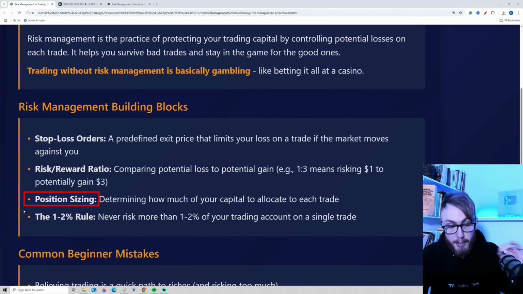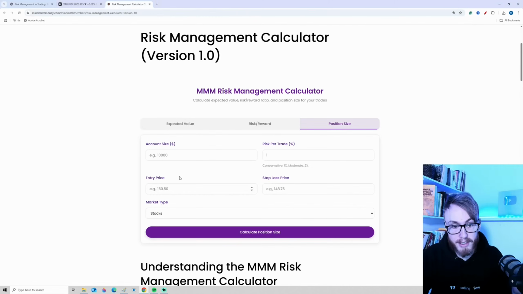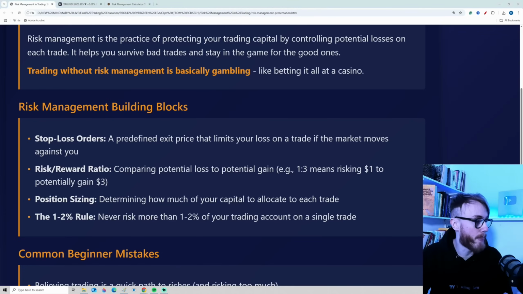And last but not least here, another very important risk management concept is the 1 to 2% rule. And this is that you never want to risk more than 1 to 2% of your trading account. And this is also, as you can see right here, a part of the position calculator as well.